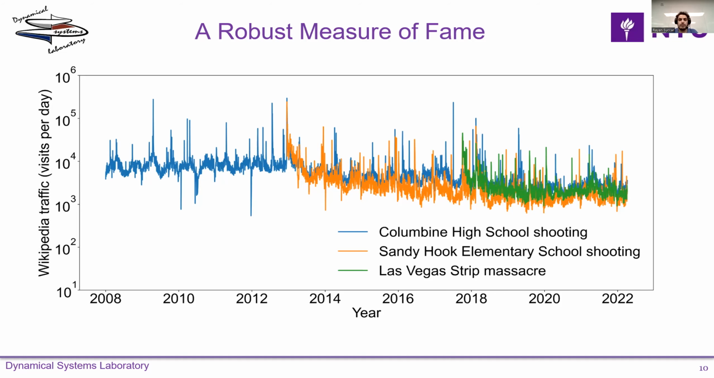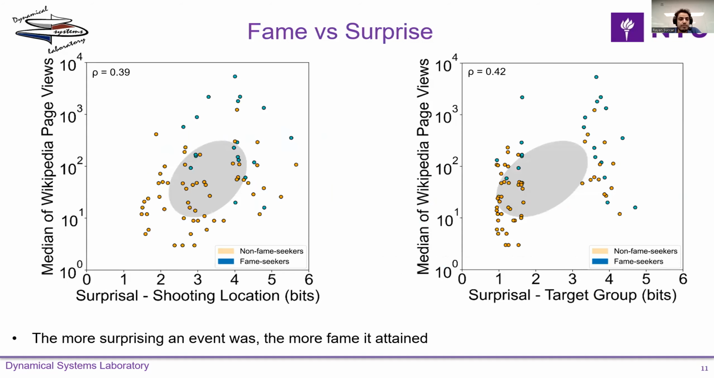So after having this robust measure of fame, we simply investigated the correlations between surprisal and fame. From these two scatter plots, we see that surprisal is correlated with fame, which was measured through Wikipedia. These dots represent mass shootings. The blue ones are fame seekers, the orange ones are non-fame seekers, and the shaded area represents the covariance. And we see that it's significant as it's tilted, with approximately rho equal to 0.4 for the two cases.